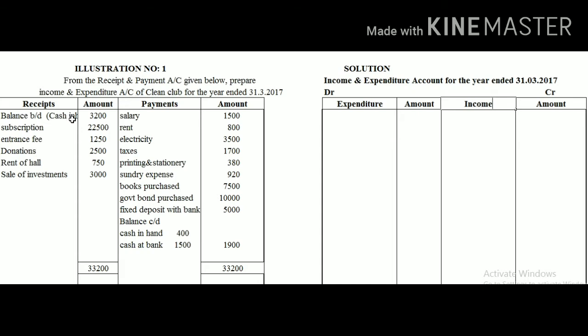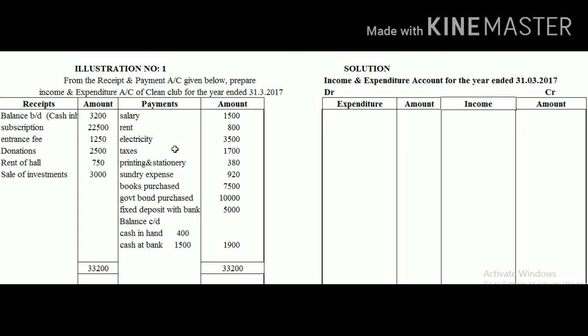First you have to identify the revenue incomes and revenue payments. The important feature of the income and expenditure account is that only revenue incomes and revenue payments are recorded in it. The capital incomes and capital expenditures are not taken in the preparation of the income and expenditure account. First you have to identify the revenue incomes on the receipt side and the revenue payments on the payment side.